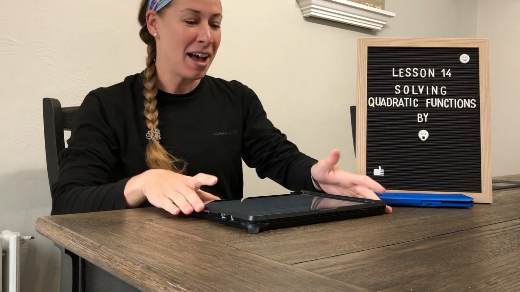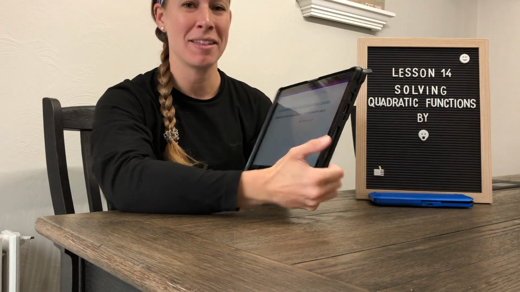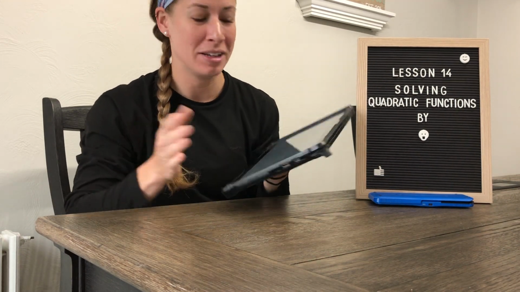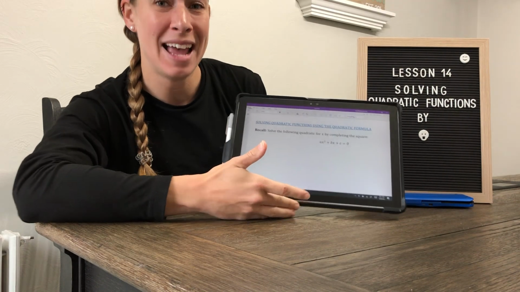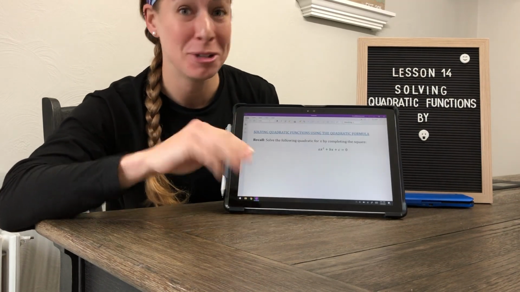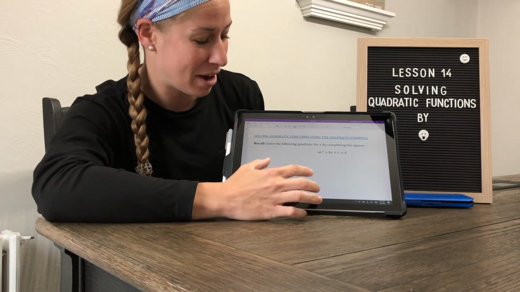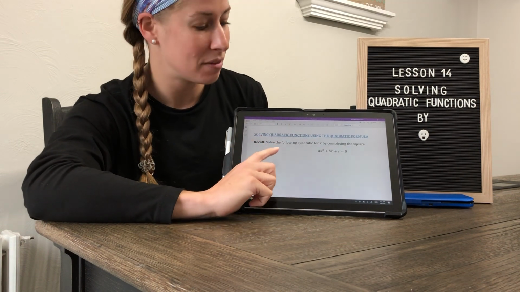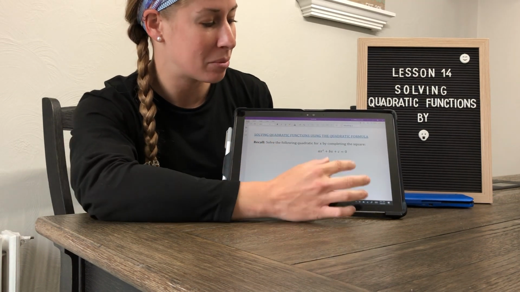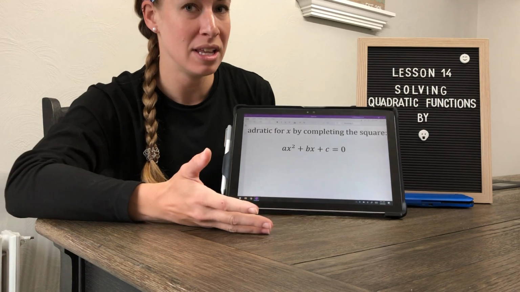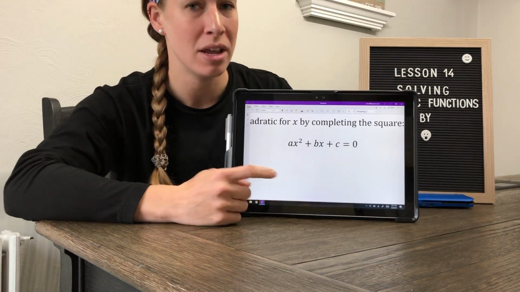All right, so the last method that we learned to solve a quadratic was completing the square. So what we're gonna do today, we're only doing this one page, so that's a good thing, right? We're going to solve the following quadratic for x by completing the square. Okay, we just did that, so it should be fresh in our memories, right?